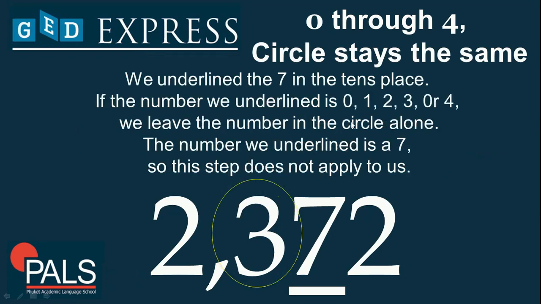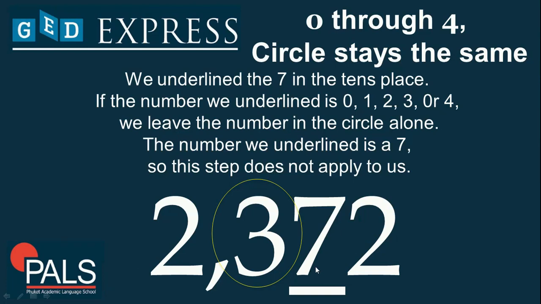Next, we have our basic rule. If the number that is preceded by the number that you are rounding is 0 through 4, the number stays the same. And if the number preceded by the number that you are rounding is from 5 to 9, you're going to add 1. In this case, we have here 3, which is the number that we are rounding, and that is preceded by the number 7, which is in tens place.